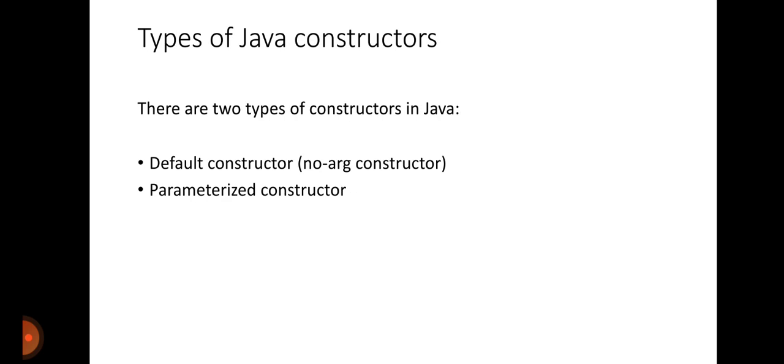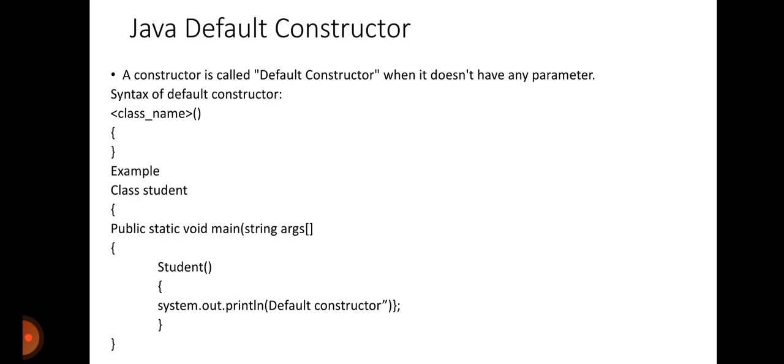Types of constructors. Two types of constructors are used in Java. One is the default constructor, and the other is the parameterized constructor. Default constructor means there is no parameter in the constructor. First, the syntax of the constructor: the class name, which is the user defined name, then open and close parenthesis. Here there is no parameter to pass in the constructor. Simply use only the open and closed parenthesis after the class name.